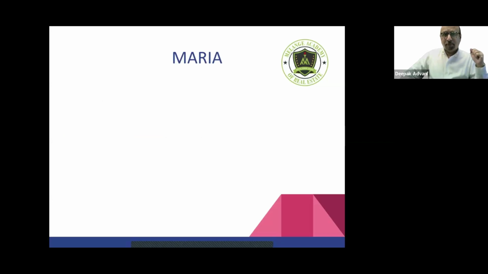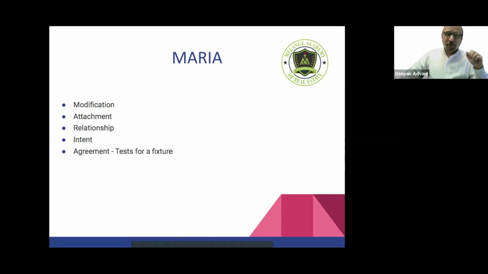MARIA. Modification, attachment, relationship, and intent. Agreement. These are the tests for a fixture.